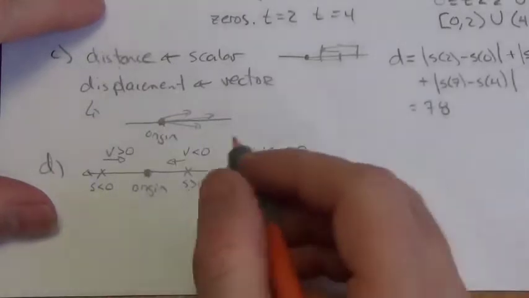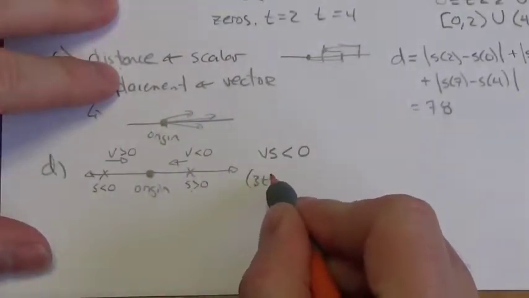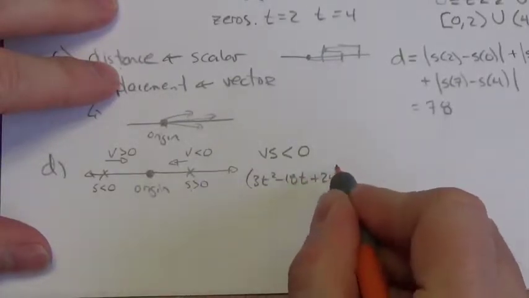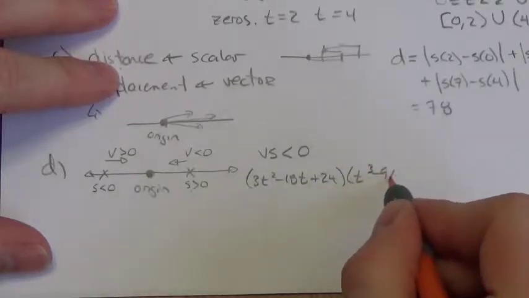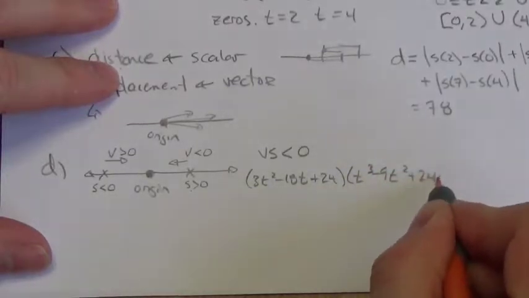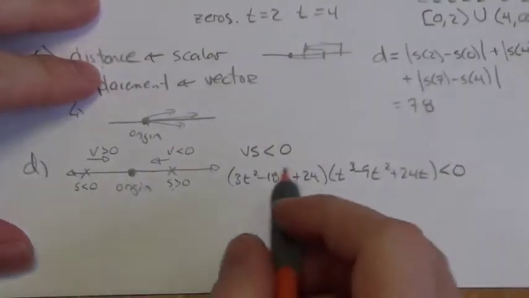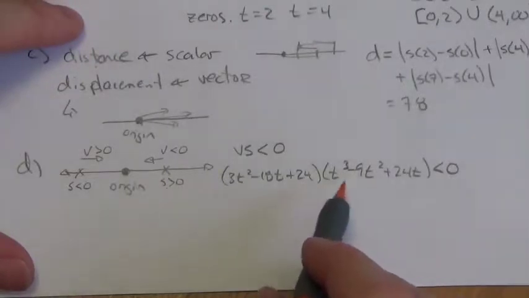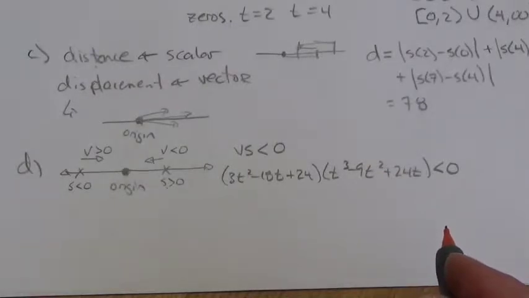Okay, so now we're going to multiply velocity times displacement. So we already know that that's going to be 3t squared minus 18t plus 24 multiplied by t cubed minus 9t squared plus 24t, and we want this to be less than 0. Now, whatever you do, don't expand that, because if you expand that, you're going to make that much more difficult than it needs to be, particularly to see what the graph is doing.